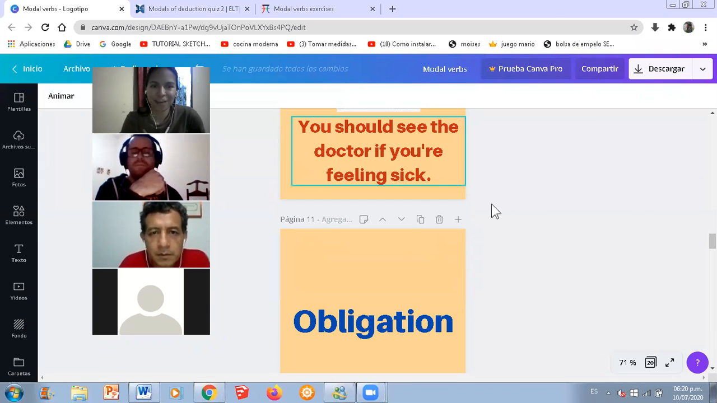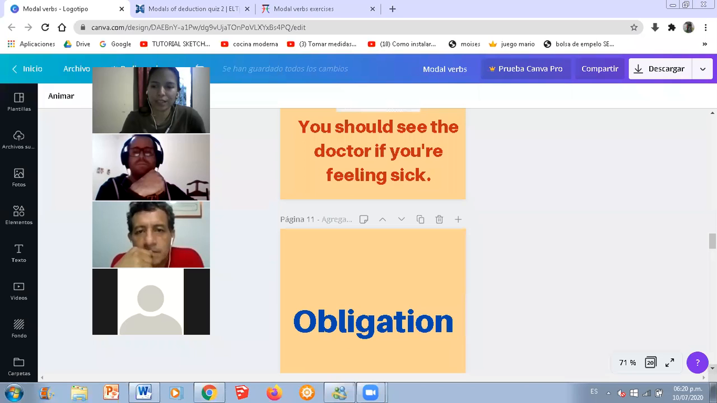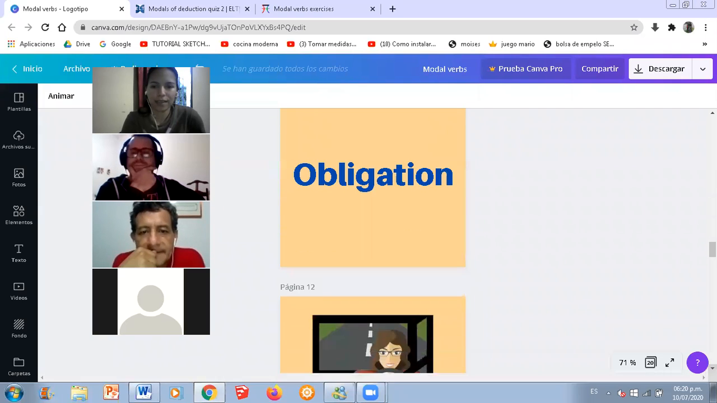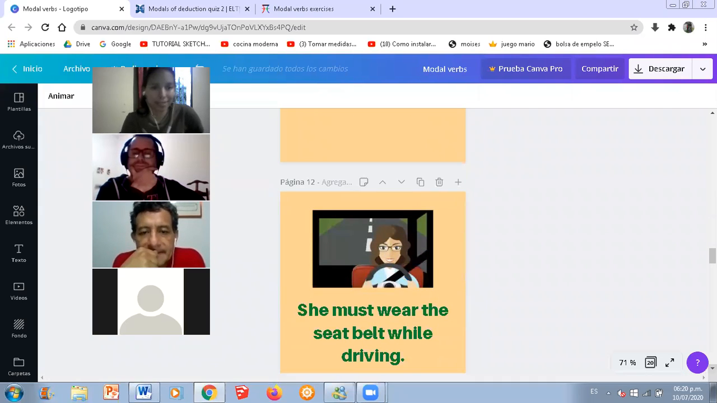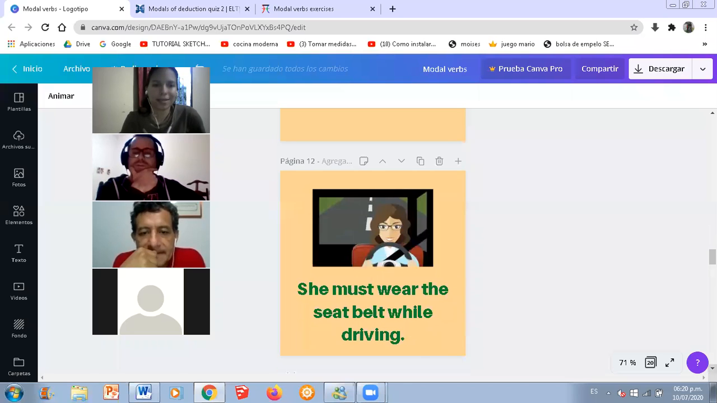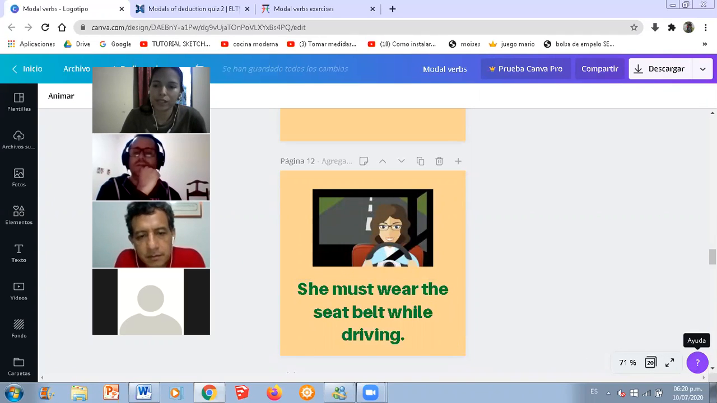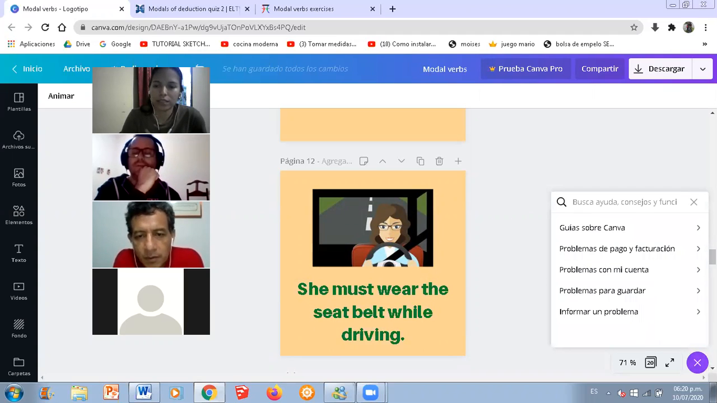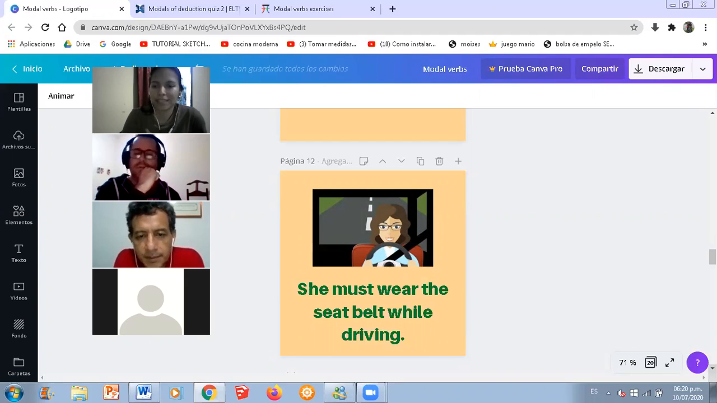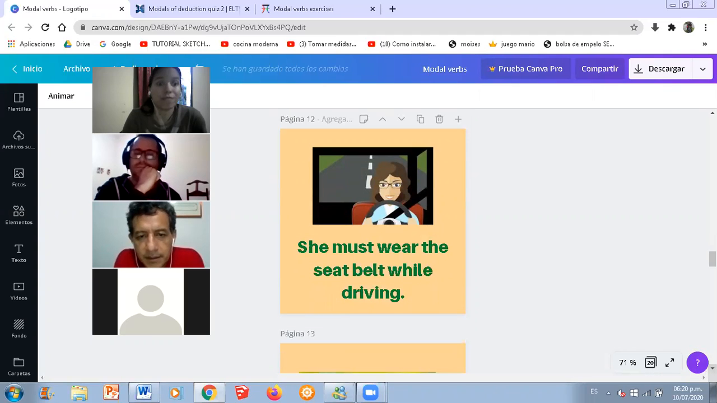Obligation. We have two modal verbs. Must. Must. Esa U va a sonar más como una A. Must. She must wear the seatbelt while driving. She must. It is an obligation according to any rule, any law.